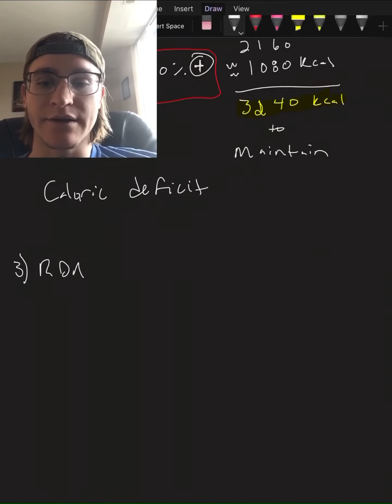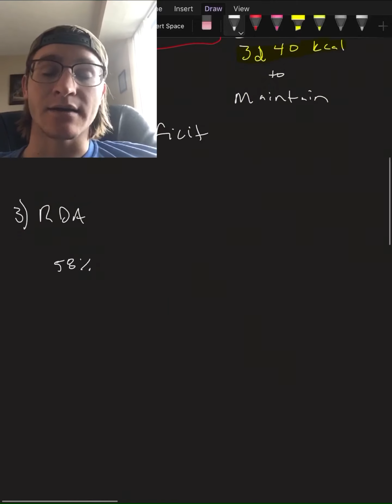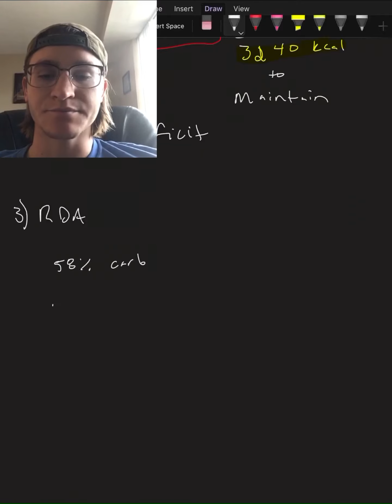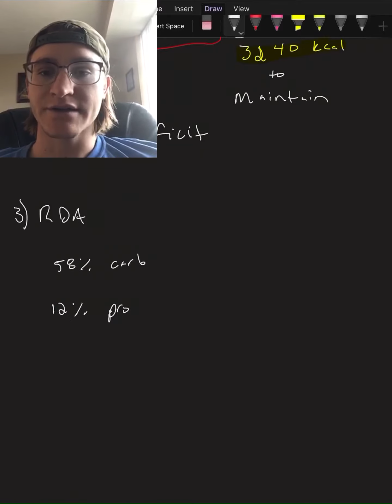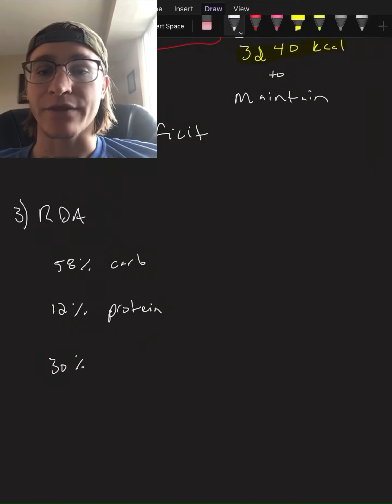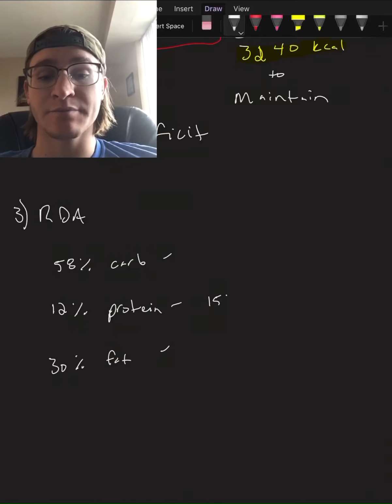So how do we calculate this? Well, in caloric deficit, we're going to look at our recommended dietary allowance. And what's recommended? What should we be eating? So according to the scientific community, we need about 58% carbs, 12% protein, and 30% fats. And fats can be distributed into healthy fats or unhealthy fats, but we're just going to consider them healthy fats.